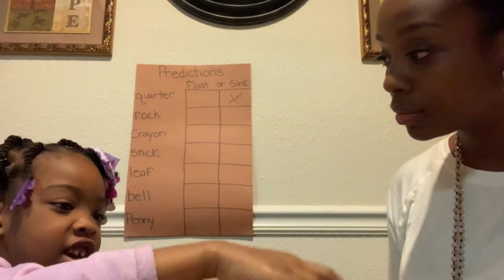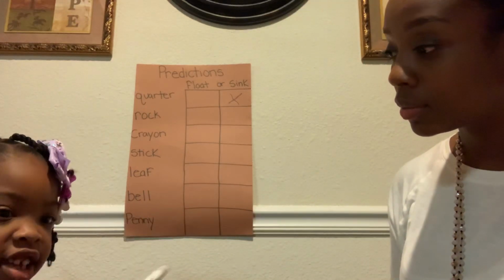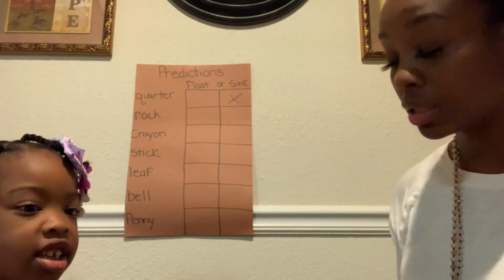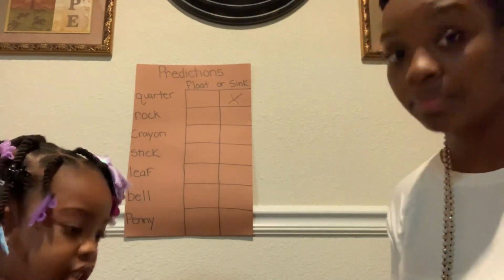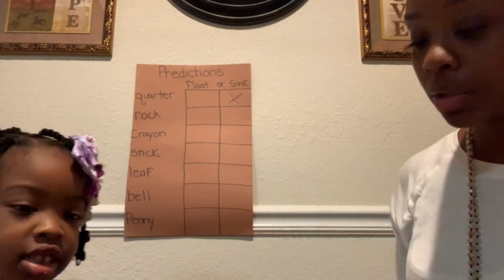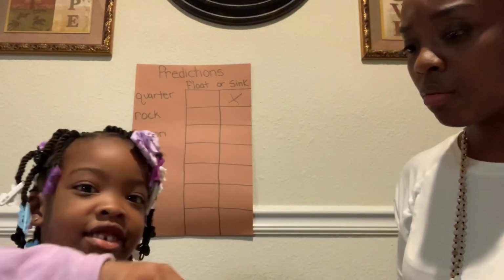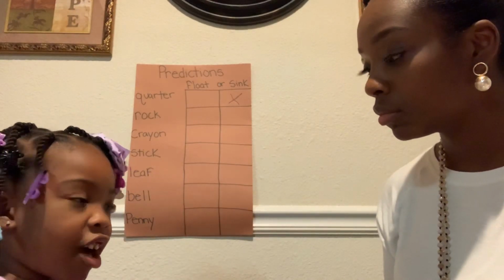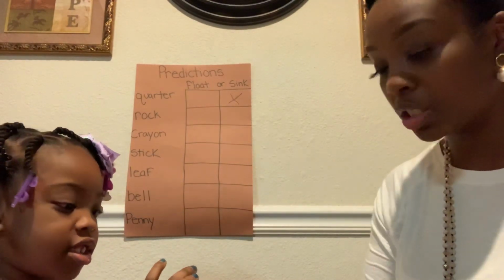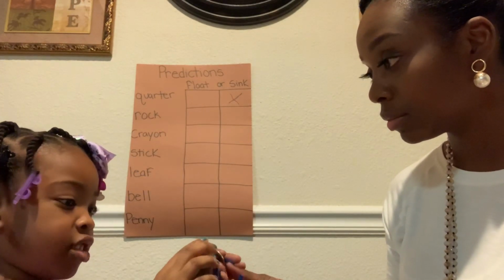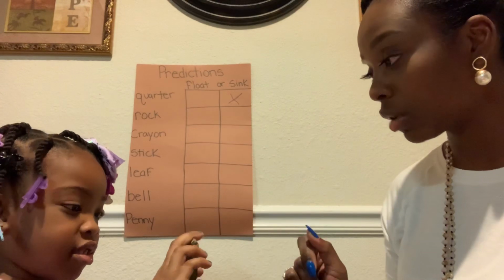Because it's round and it's tiny. You think it's going to sink because it's round and it's tiny? Okay. All right. Now I want you to pick up our rock. Where's the rock? Right. Is that rock heavy or is it light? It's light. You think it's light? Compared to our quarter, which one is heavier?